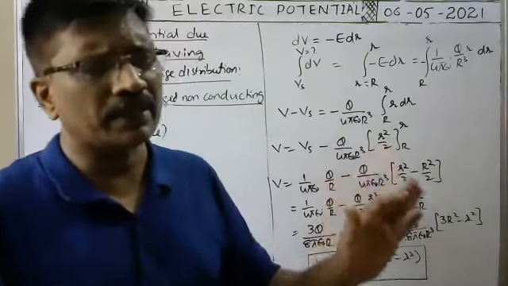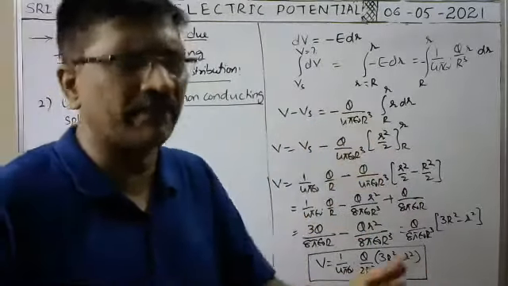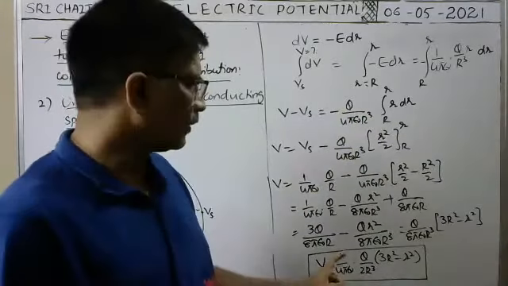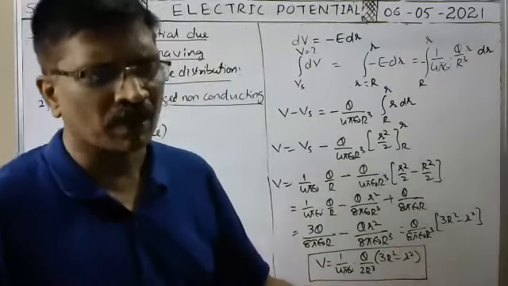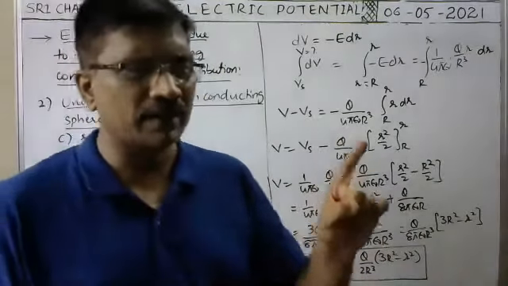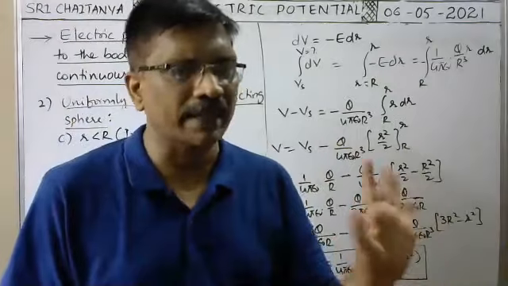Gravitational potential at any point inside the given body having set mass m, we got G into m by 2r cube into 3r square minus small r square. Same formula. Instead of 1 by 4 pi epsilon naught, we write capital G. Instead of Q, we write m. That's all.